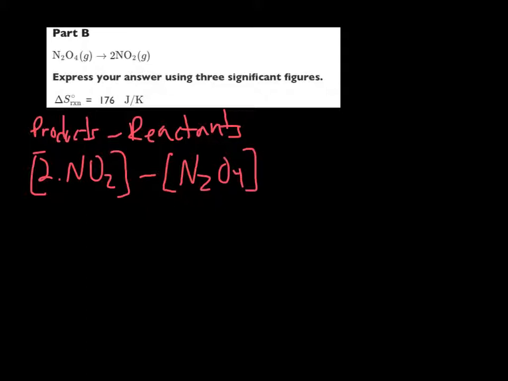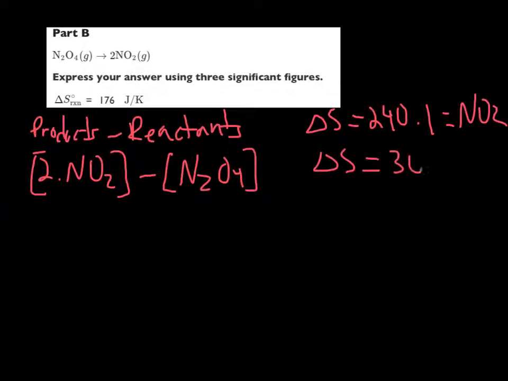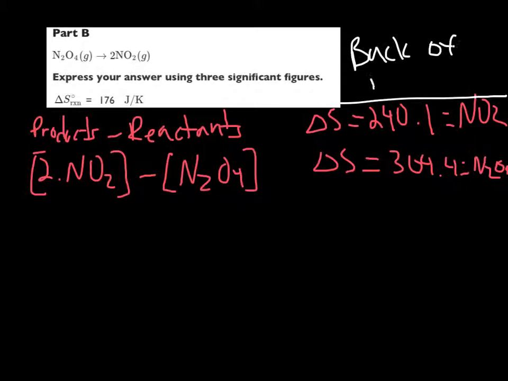For the delta S, it is 240.1 for NO2 and 304.4 for N2O4. Now, these values right here aren't calculated. They're in the back of the book, like in appendix A7, I think, but I don't want to say that for sure. Anyways, let's solve this problem.